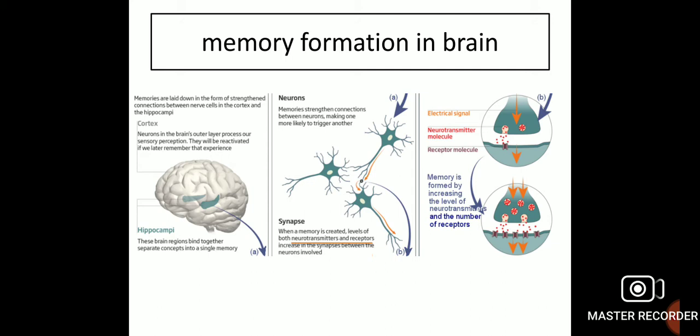Memories are laid down in the form of strengthened connections between nerve cells in the cortex and the hippocampi. When a memory is created, levels of both neurotransmitters and receptors increase in the synapse between the neurons involved. So at last, memory is formed by increasing the levels of neurotransmitters and the number of receptors. This is how the concept works.